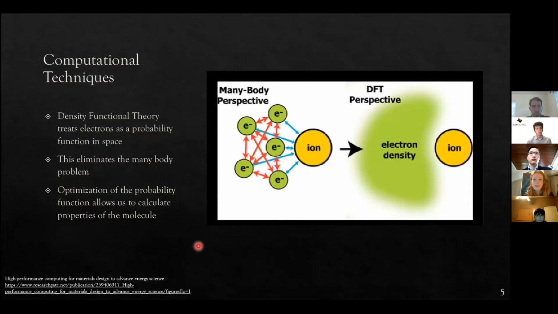So in order to study what's actually happening in these ESI droplets, we wanted to apply a computational technique. The computational technique that I will be talking about today is called density functional theory. This technique introduces the electrons as a probability function of space, thus eliminating the many-body problem. This is what allows us to optimize the probability function and calculate the ground state properties of the molecule.